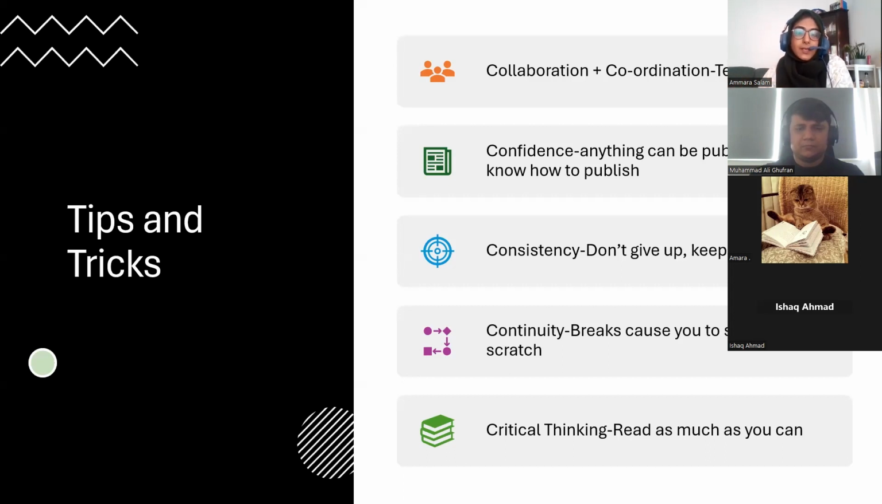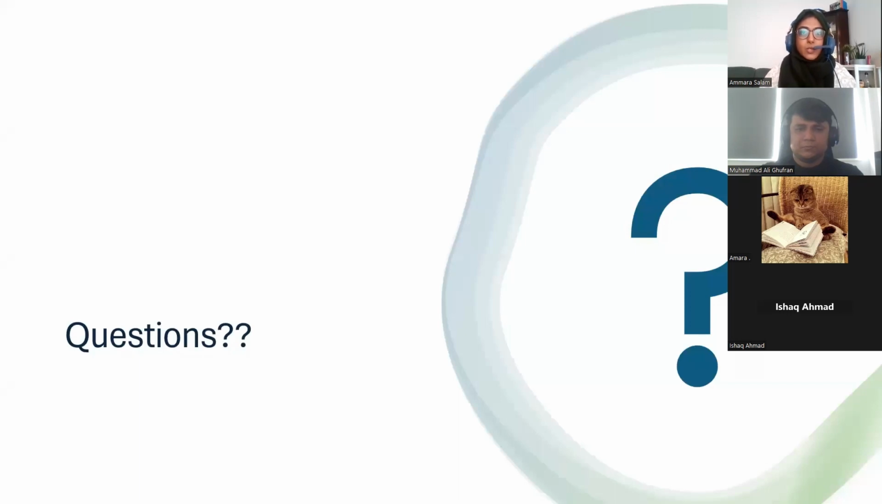And the last thing is critical thinking. Read as much as you can. Keep reading, you will get good ideas, and your academic writing will improve, because it's like a skill. So input and output: if you read, you can write well; if you listen, you can speak well. So I think that's the end. We will take up questions now.